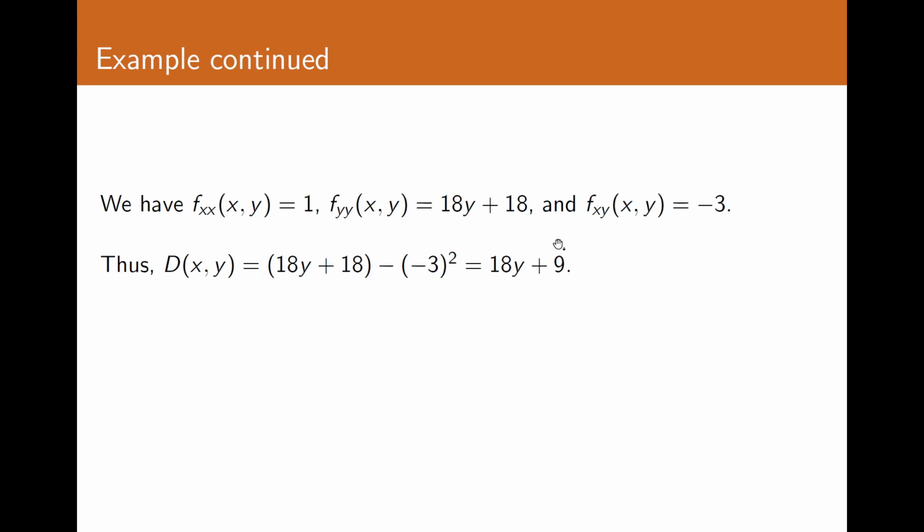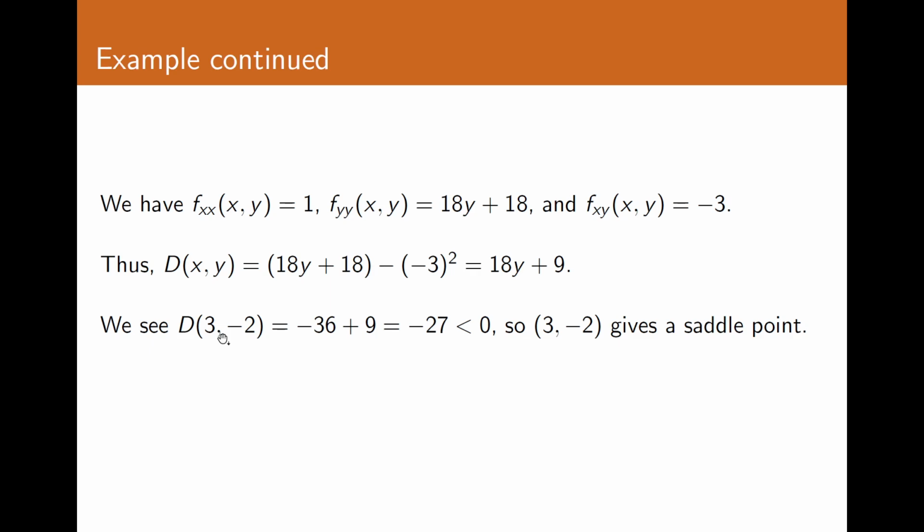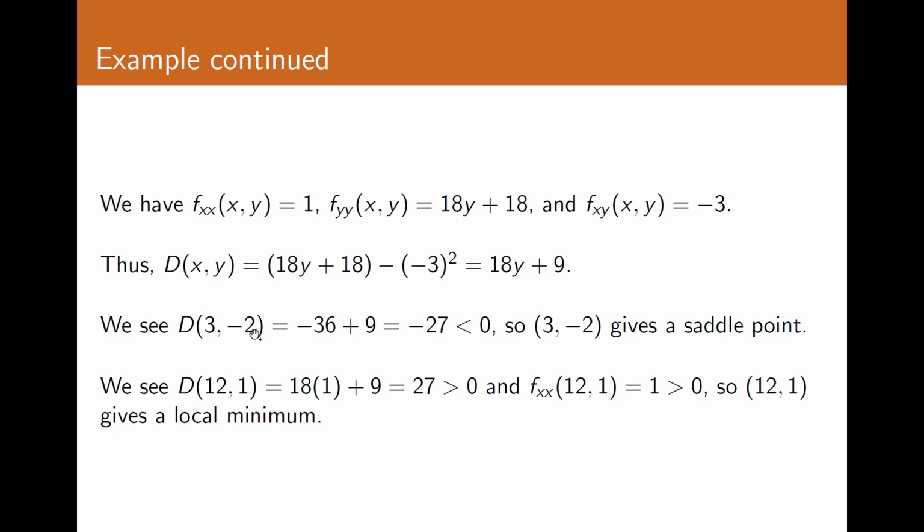Now we can plug in our values, and we see that D at the critical point (3, negative 2) is negative 27. So that means that at the point (3, negative 2), this gives us a saddle point of the graph. If we plug in (12, 1), we end up with a positive 27, and we see that f sub xx is always equal to 1, no matter what the point is, and that's positive, so that means (12, 1) gives us a local minimum.